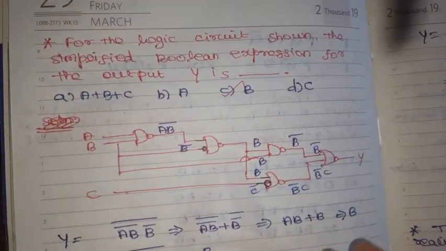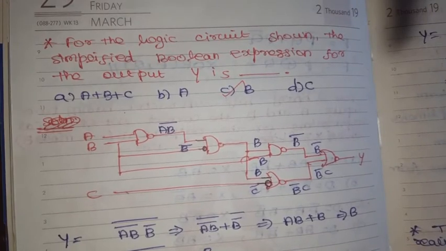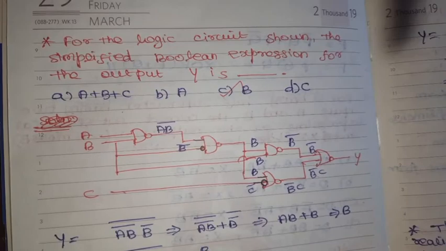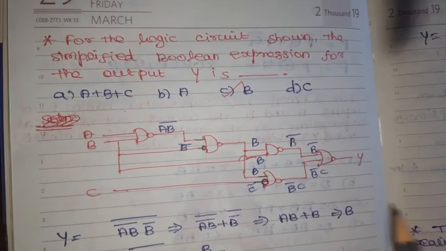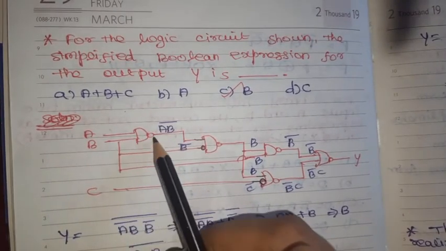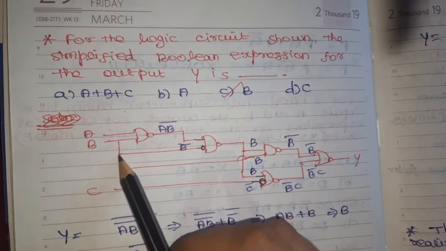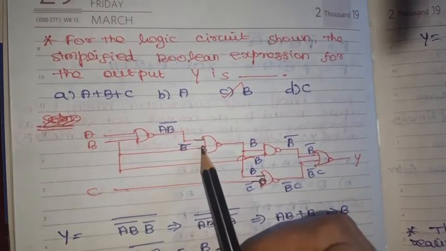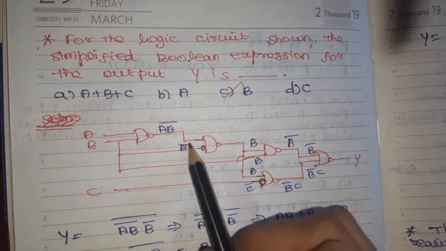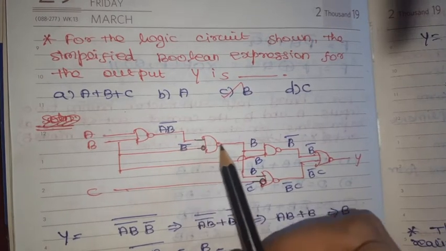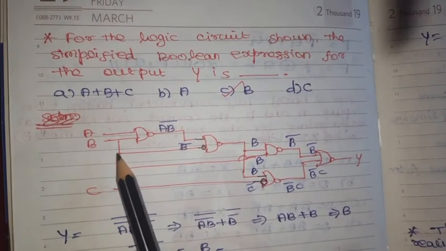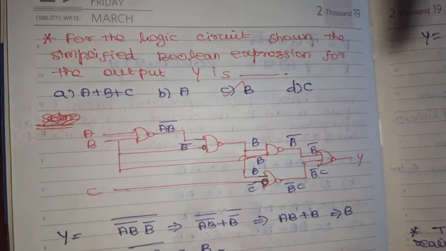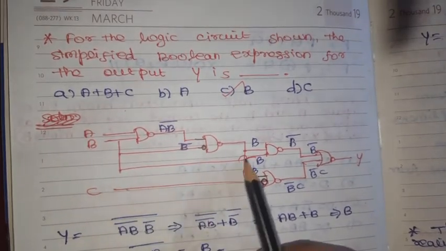Option C. Then for the logic circuit shown, the simplified Boolean expression for the output y is equal to what? So for this circuit we need to find out the output y. AB given to a NAND gate, we will get AB bar at the output. Then what is this? B bar. This bubble is given, so it is inverted. So B bar as an input. What will be the output of the NAND gate here? B will go here.